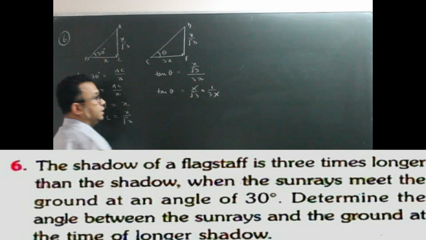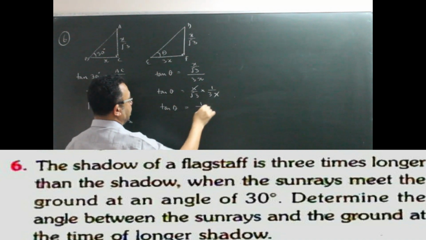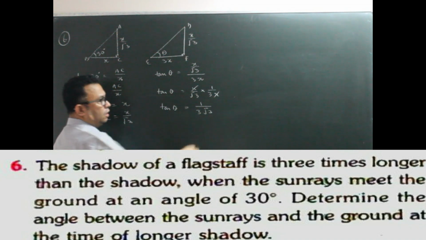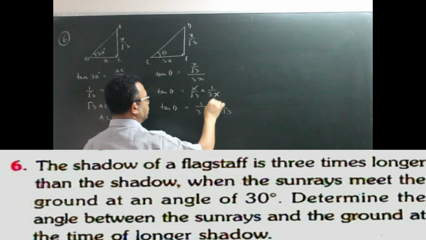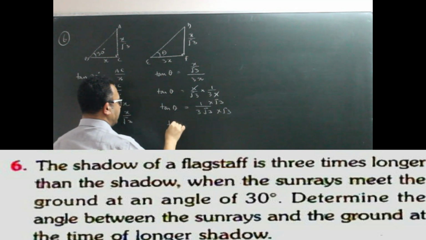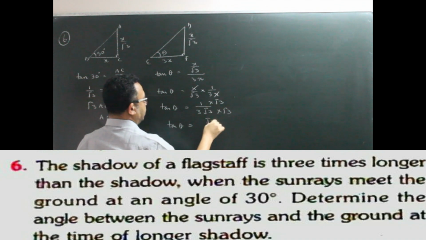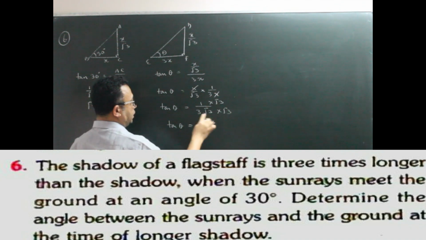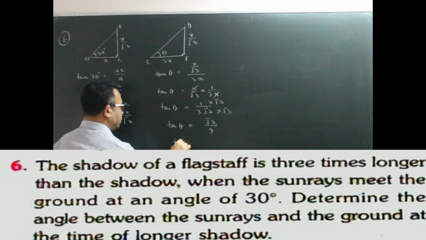As I cancel it, I am going to get tan theta is equal to 1 by 3 root 3. Okay, let me rationalize this denominator. If I multiply this with root 3, the upper side also multiplied with root 3, then tan theta is equal to root 3, and the denominator is root 3 into root 3 is 3, and 3 into 3 is 9. So it is root 3 by 9. Now this is not a standard value.